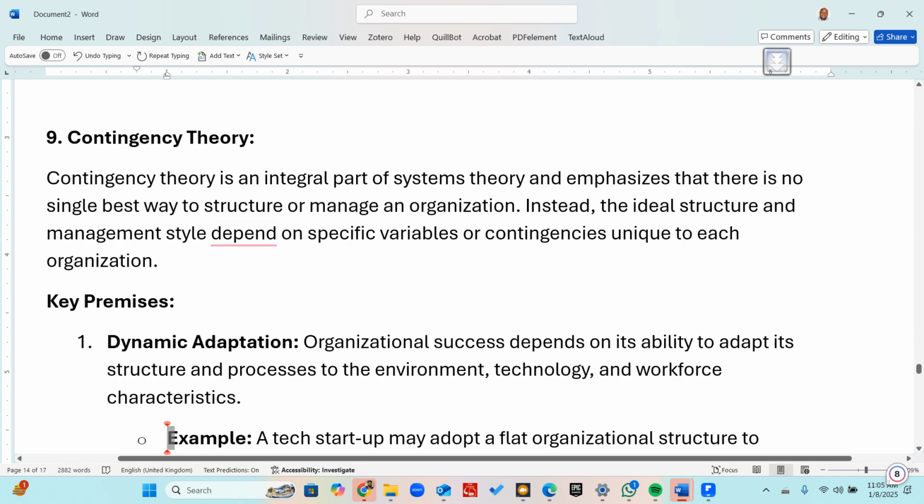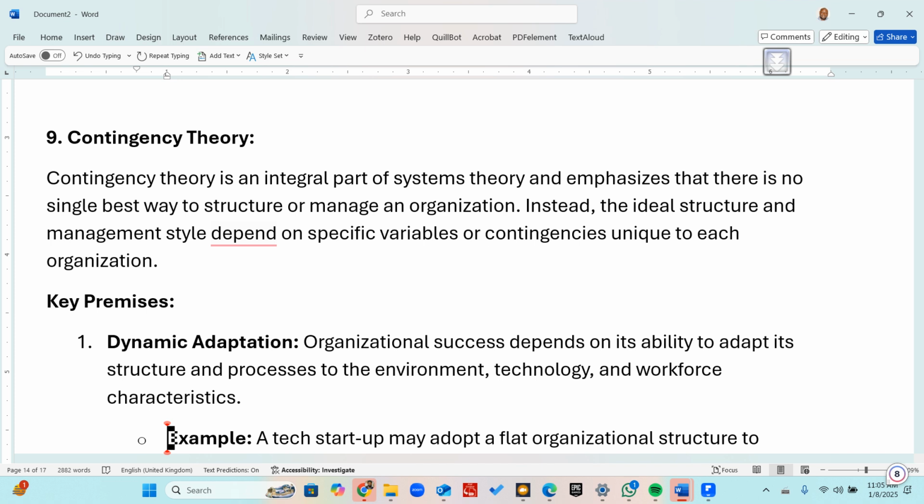Contingency theory. Contingency theory is an integral part of systems theory, and it emphasizes there is no single best way to structure and manage an organization. That's why it's contingency. Contingency means bringing in something to deal with an emergency. So instead the ideal structure and management style depends on variables and contingencies unique to each organization. So you must acclimatize, you must improvise. Each organization has its own specific variables and contingencies that are unique to it.